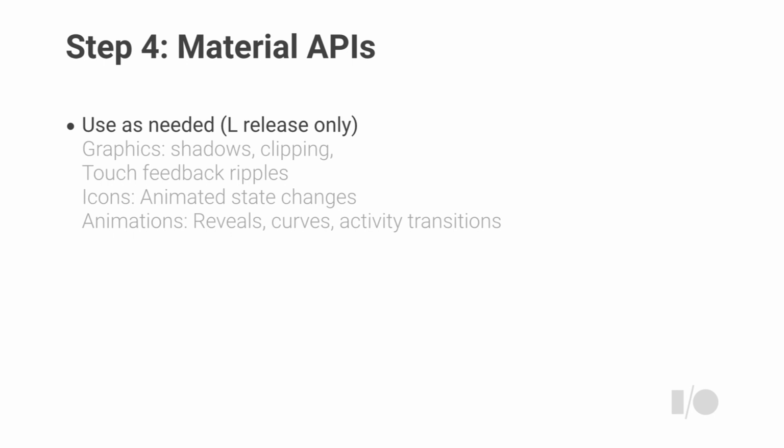So then, as needed, you can go ahead and use some of the exclusive L APIs for newer platform versions as well. This is stuff like newer graphics APIs around shadows and clipping, setting elevation on your views so that they can pop out into space. We've got the touch feedback ink ripples that you've seen in some of the videos so far. We've got icons and other drawables. You can animate state changes. If you're already used to pressed states and focus states, and so on and so forth, you can define animated transitions between those states now. And as for general animations, we've got view reveals. We have new ways of dealing with animation curves, and of course, the activity transitions that you've seen.